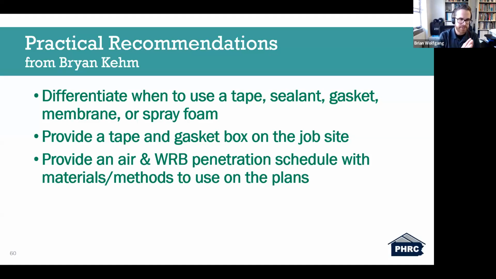Design it. Don't necessarily rely on the subcontractors. And this is my takeaway from that as well. Design it. Don't rely on the subcontractors to make that choice for you. It's something that should be prescribed as part of the design of the overall home.